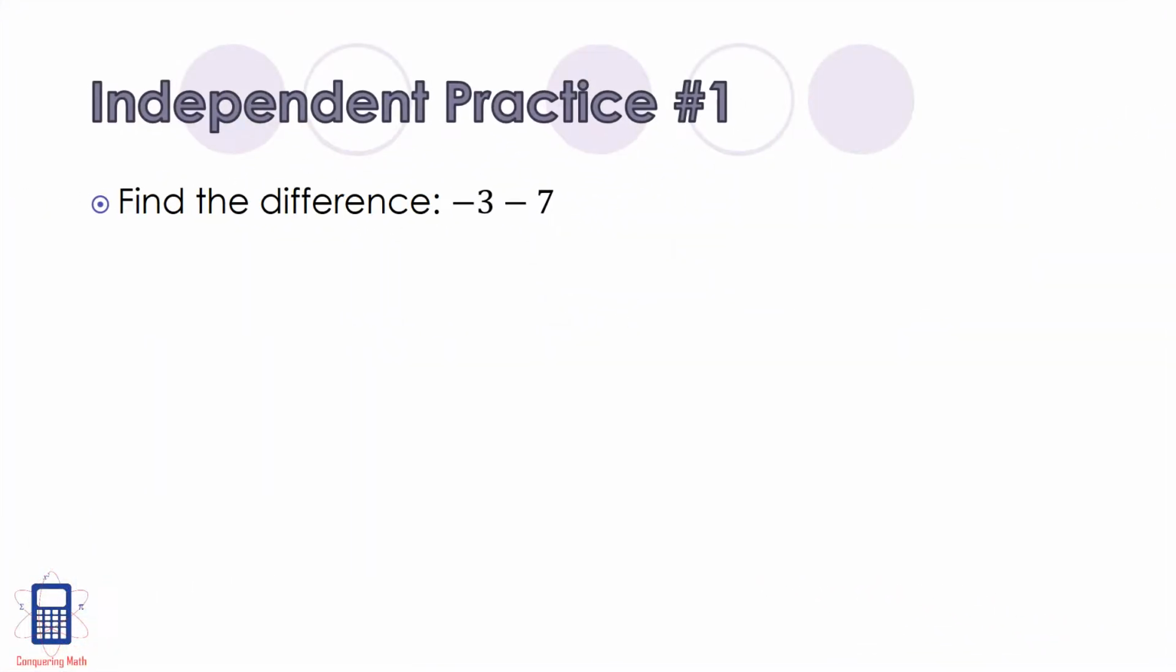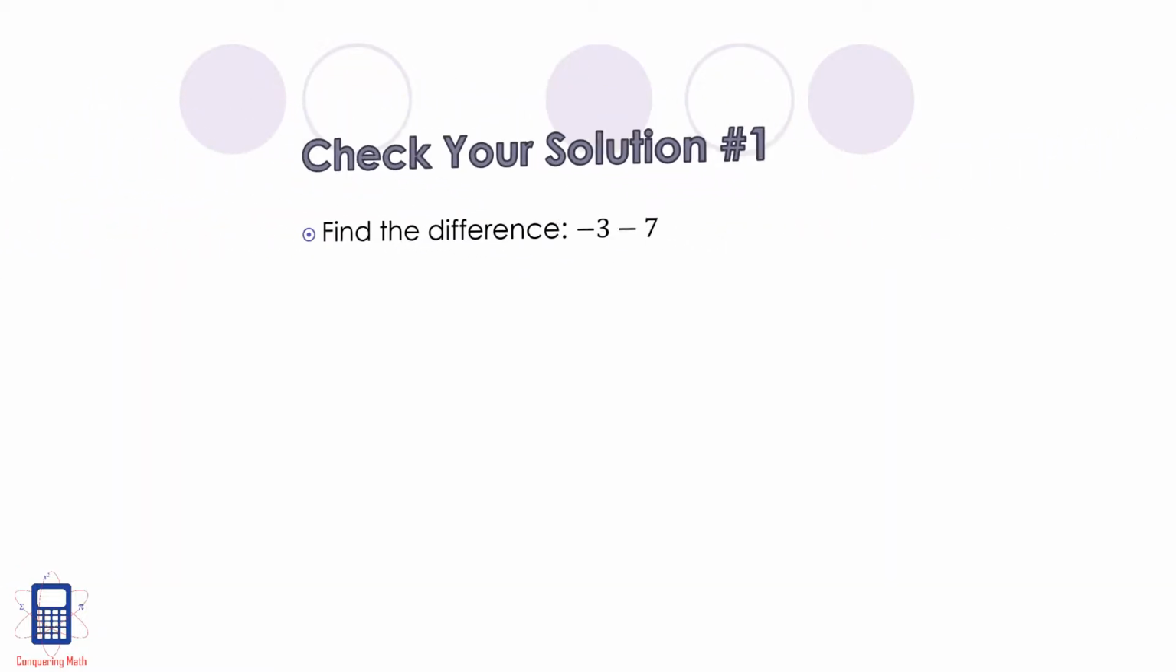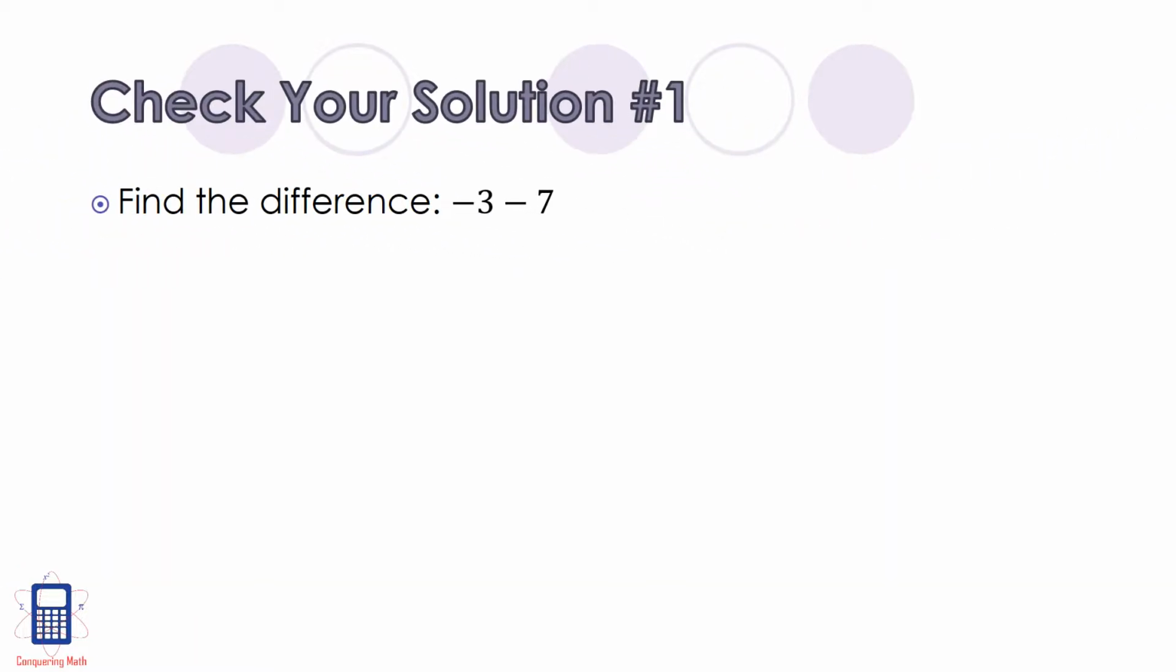Independent practice number 1. Find the difference of -3 minus 7. Let's take a look at this problem. We need to find the difference of -3 minus 7.